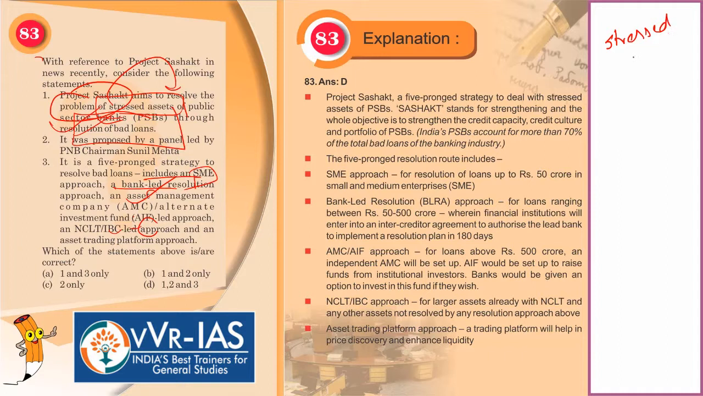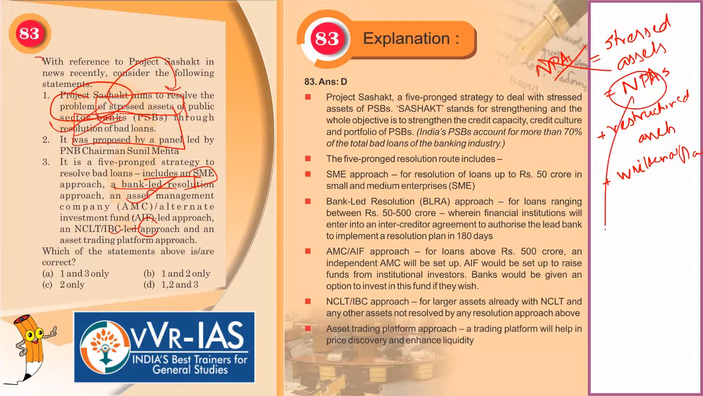Now there's a huge confusion, or there is a huge perception that stressed assets are equal to NPAs, but this is not true. Stressed assets are equal to NPAs plus your restructured assets plus your written off assets. Now what are NPAs? NPA basically means there's a loan that was given by the banks, okay, and the principal or the interest remains unpaid for a particular period by the borrower to the bank. Such are called NPAs.